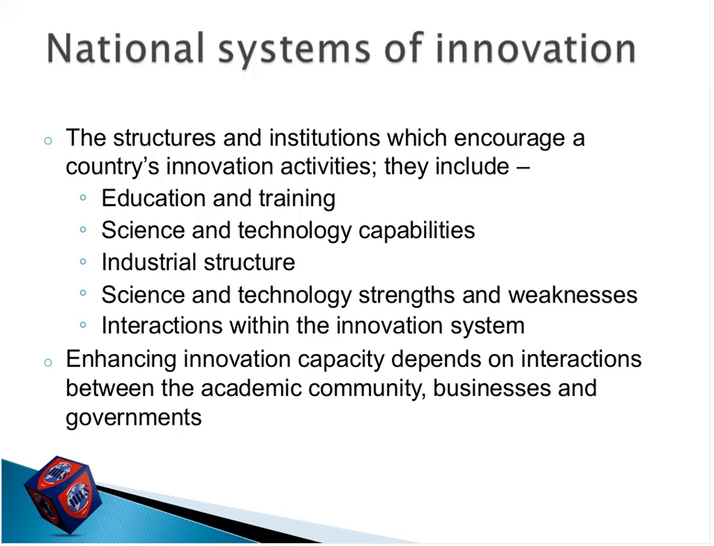They include the education and training, science and technology capabilities, industrial structure, science and technology strengths and weaknesses, interactions with the innovation system. I will discuss this in the next slide, which is more clear because it's simply a diagram and we can just discuss the diagram. And enhancing the innovation capacity depends on interactions between academic community, business, and government.